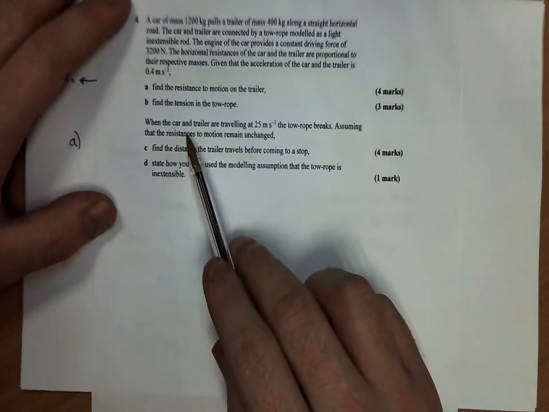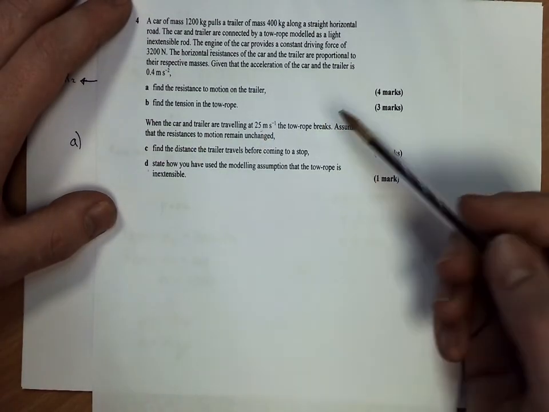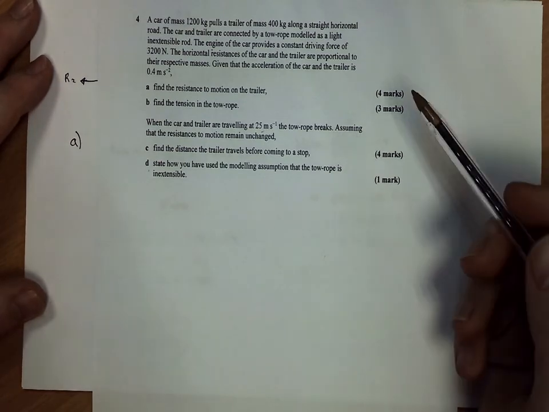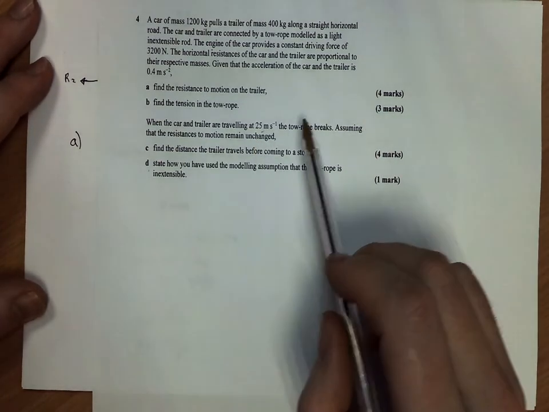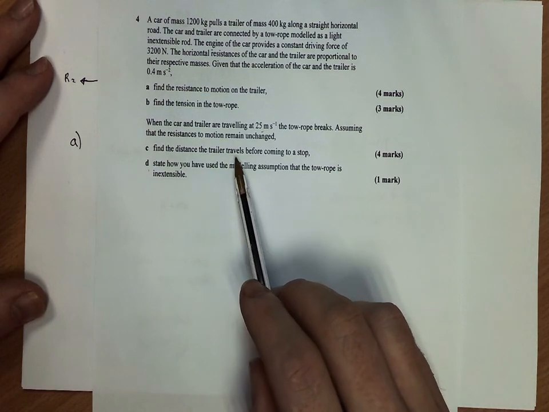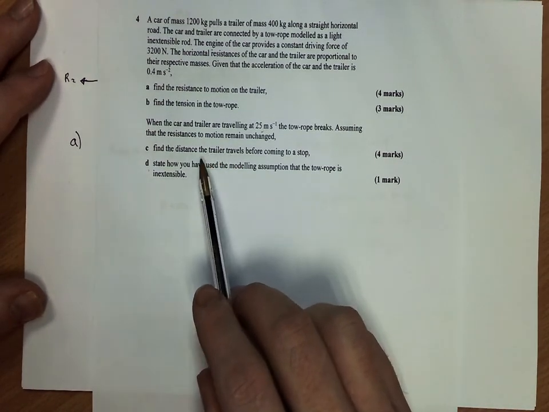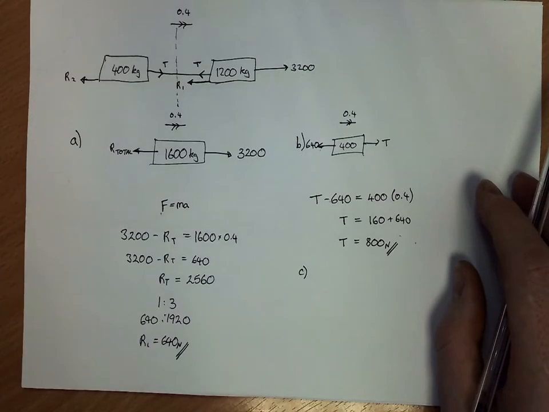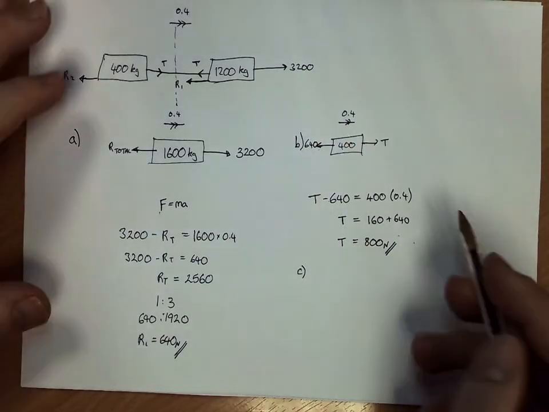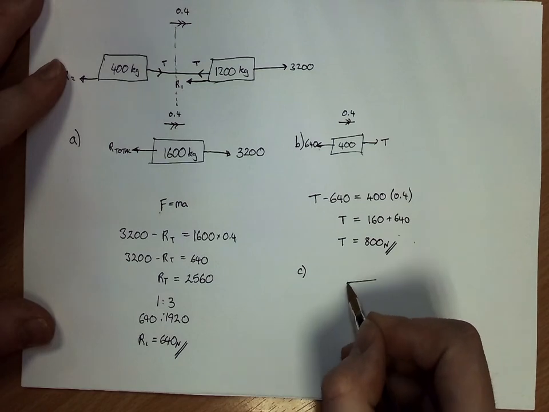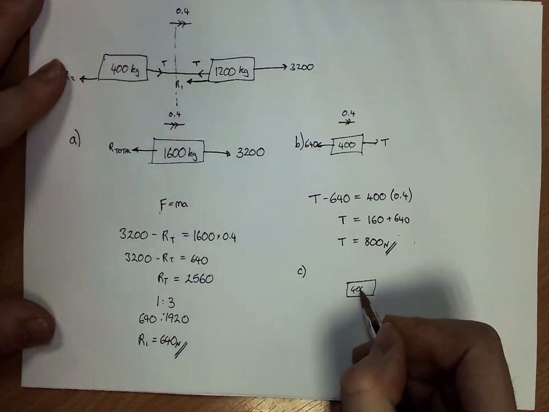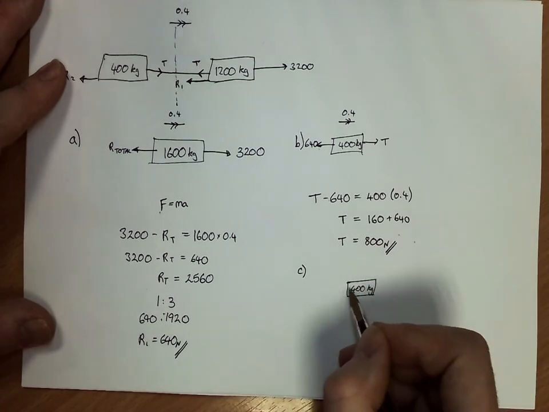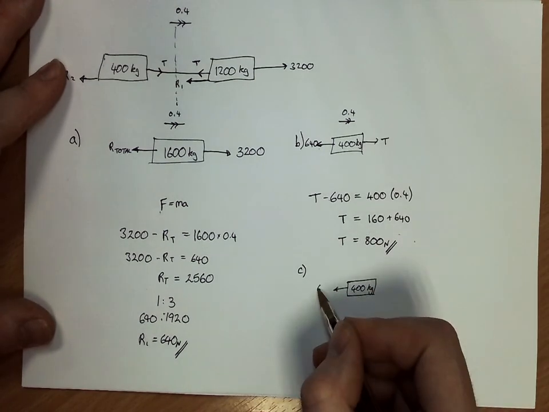Going back to the question, when the car is travelling at 25 meters per second, the tow rope breaks. So what that means is they're no longer connected. The resistances are unchanged. We want to work out the distance the trailer travels before coming to a stop. So I'm going to carry on using this idea of just looking at the trailer. So I have a trailer which is 400 kilograms, and we have a force this way of 640.